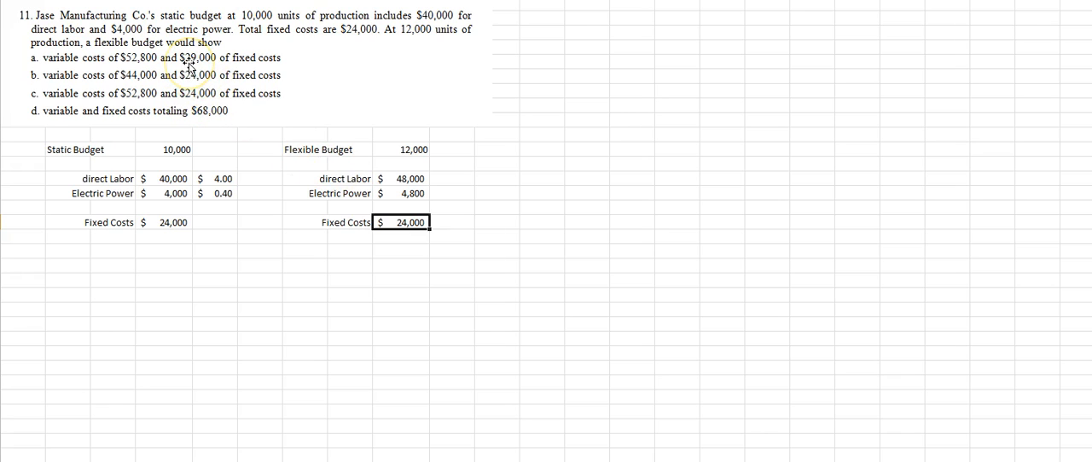Notice here how they try to trick you. That 29,000 probably is the number that you get if you adjust the fixed cost for 12,000 units, but you do not adjust fixed cost. So the answer to 11 should be C, which is 52,800 of variable cost and 24,000 of fixed cost. Okay.